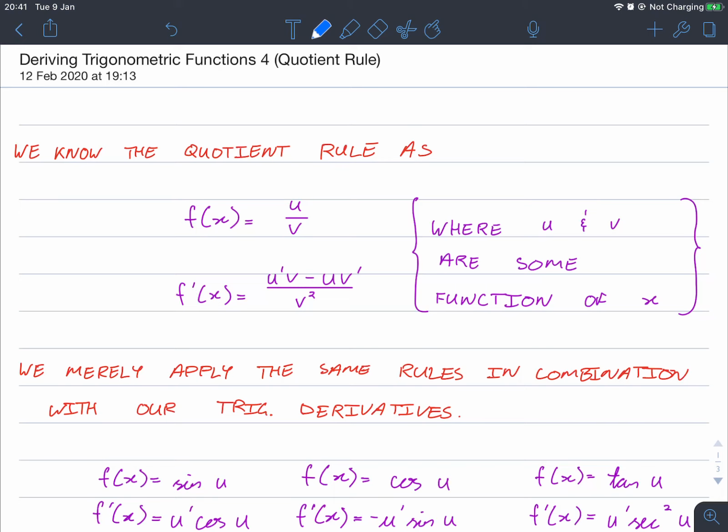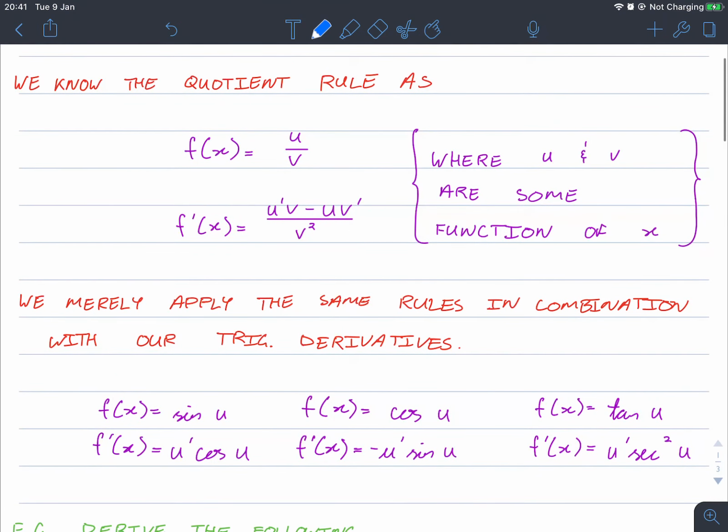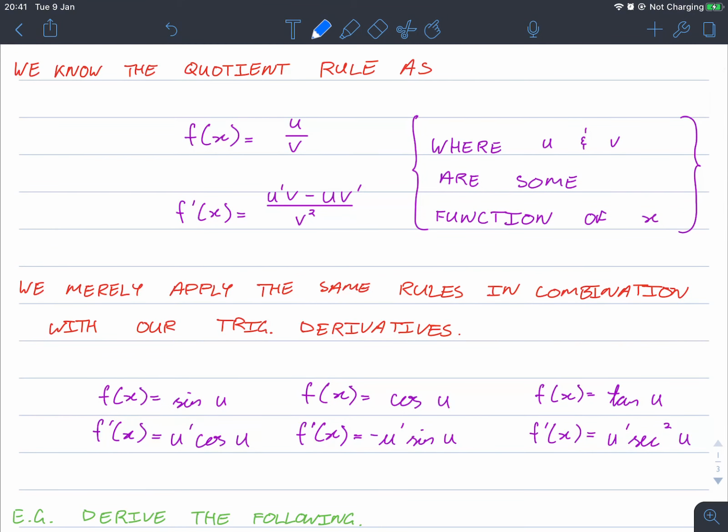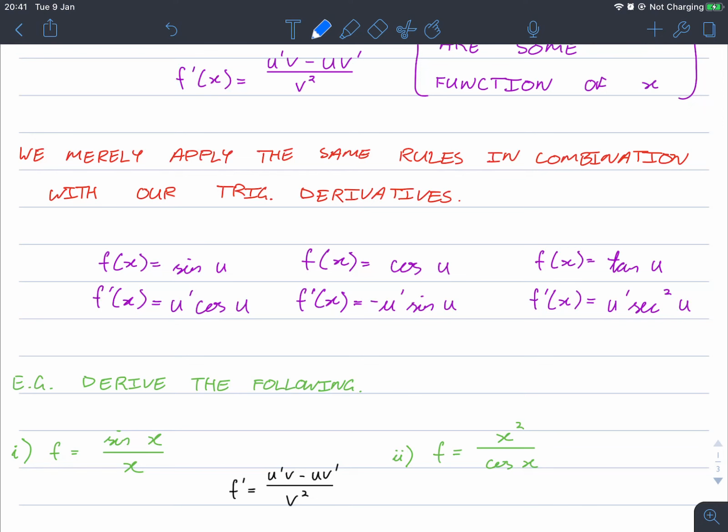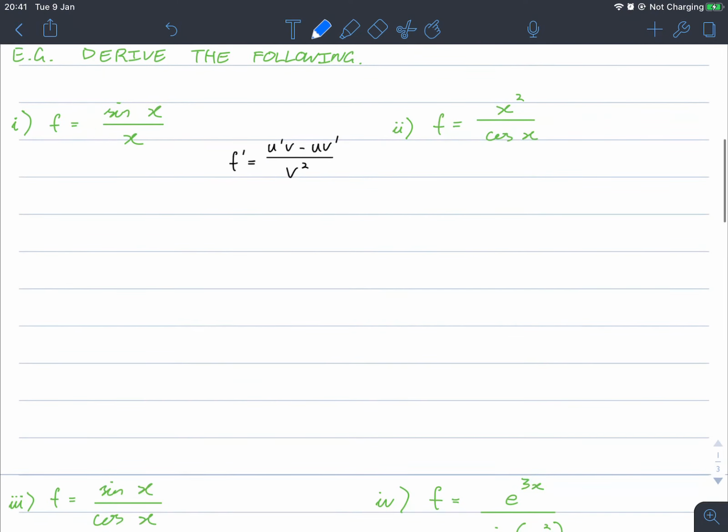So we know the quotient rule as f of x equals u over v, and f prime of x becomes u prime v minus uv prime all over v squared, where u and v are some functions of x. All we do with trigonometry is we merely apply the same rules in combination with the trig functions shown here. Let's get on with it.